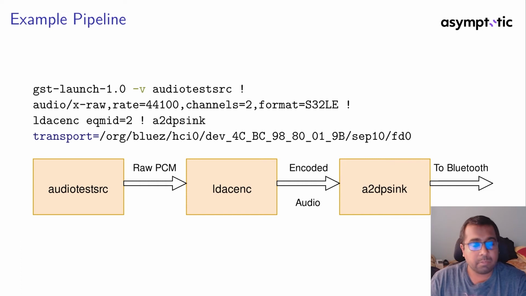Now, as a disclaimer, this is not the exact pipeline that is used in PulseAudio to implement LDAC. PulseAudio definitely does not use the audio test source. The raw PCM data will come from the devices which interact with PulseAudio. Then we do not have the A2DP sink as well. PulseAudio takes care of setting up the transport related bits by itself, and definitely has the LDAC encoder. So that's what GStreamer gives us.